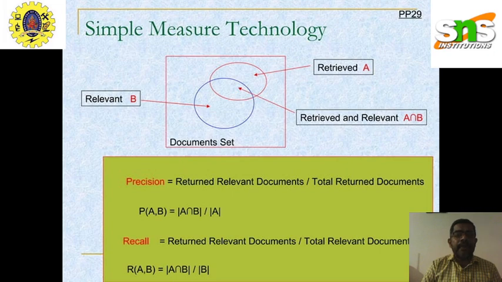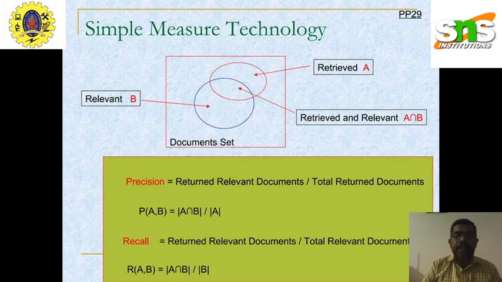We are talking about set theory. A is the retrieved set, and B is the relevant set. If you take the common space, we say A intersection B. This is called retrieved and relevant. Normally, when calculating precision, the formula is returned relevant documents divided by total returned documents. Simply, precision of A comma B means precision of retrieved comma relevant.